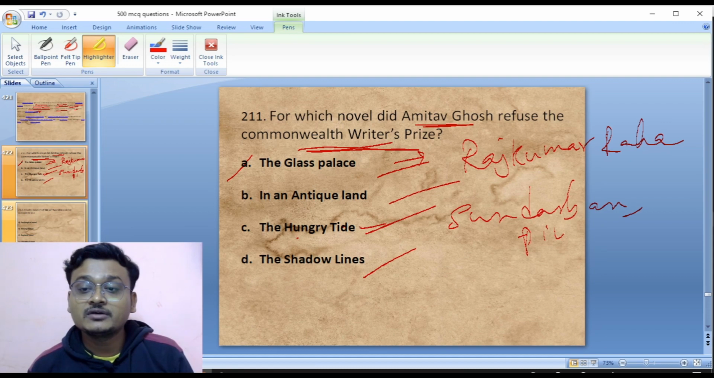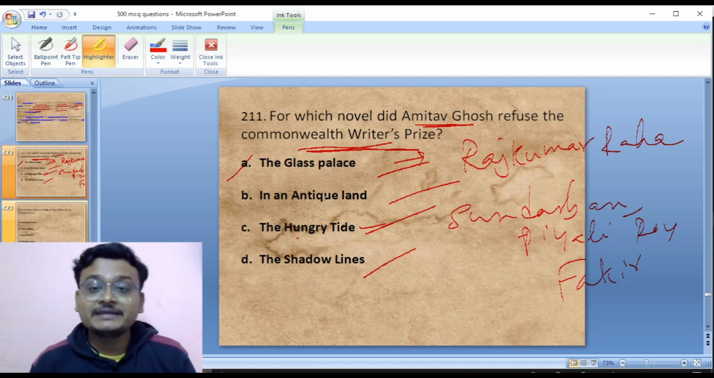This is Amitav Ghosh's In an Antique Land, set in Egypt. The Shadow Lines is by Amitav Ghosh too.